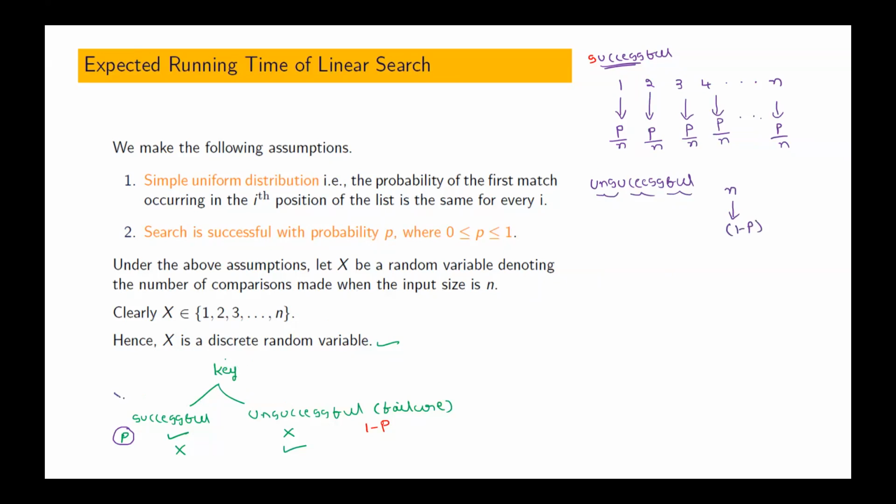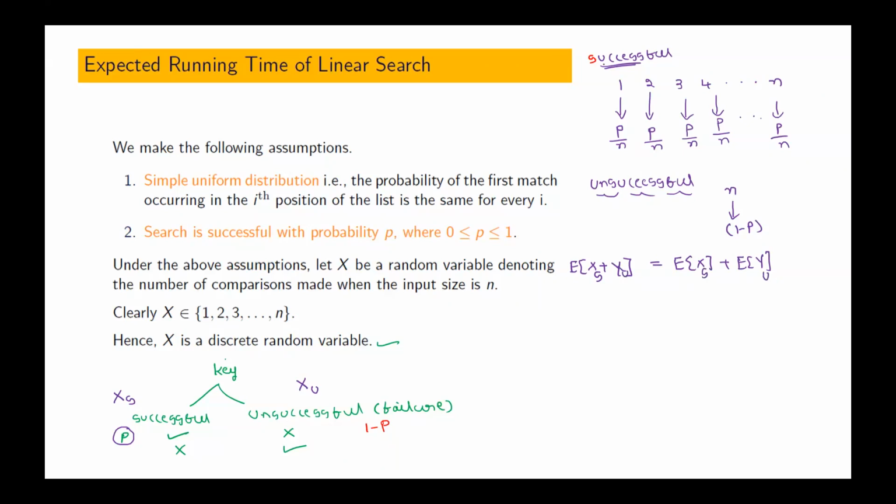Now this I call it as XS, successful case. This is XU, unsuccessful case. Now the actual random variable X is a sum of XS and XU, no? These two are mutually exclusive. Then expectation of X, we know that if they are mutually exclusive, expectation of X plus Y is the same as expectation of X plus expectation of Y. Here X can be the successful case, and Y the unsuccessful case.